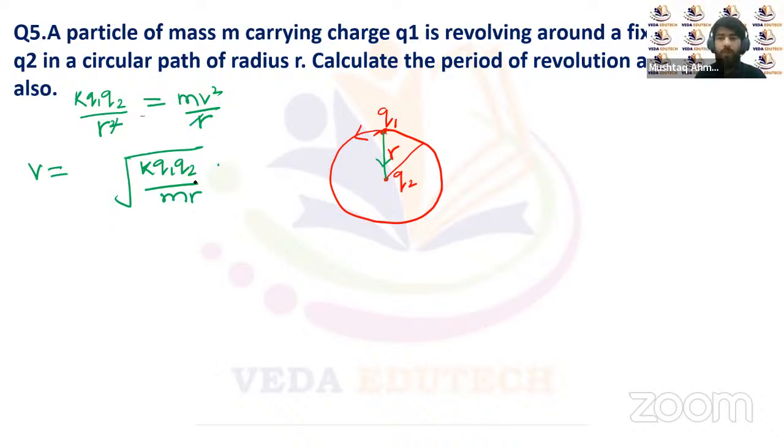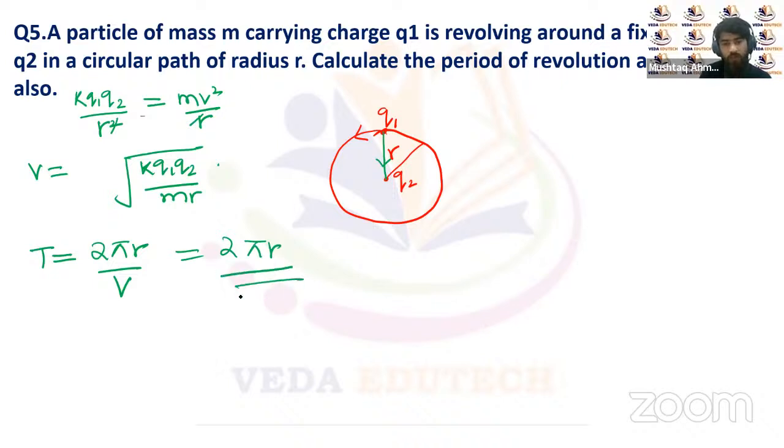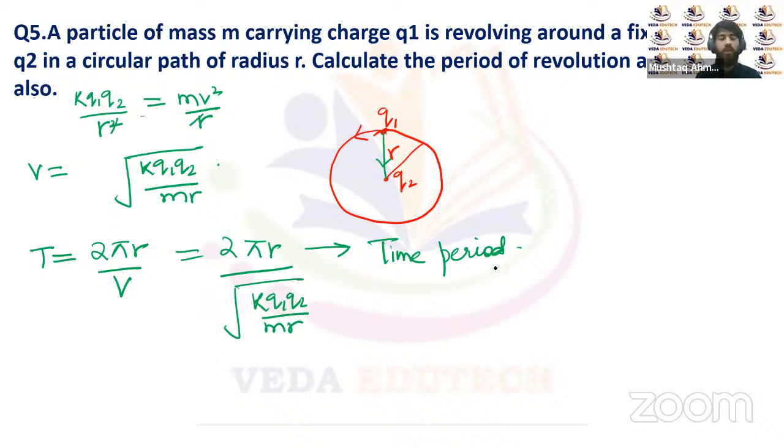Now talking about the time period of revolution. The time period will be the total circumference of this circle, that's 2 pi r, upon the speed of this charge. So 2 pi r upon v, where v is under root of kq1q2 upon m into r. This will be the time period. This is the time taken by this charge to complete one complete revolution, that's what we call the time period for this charge Q1.